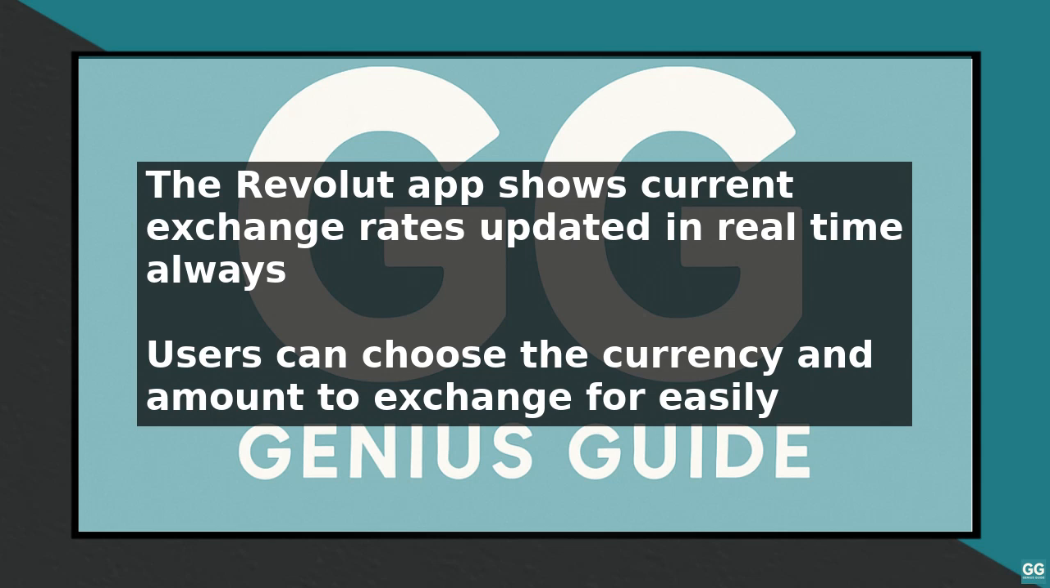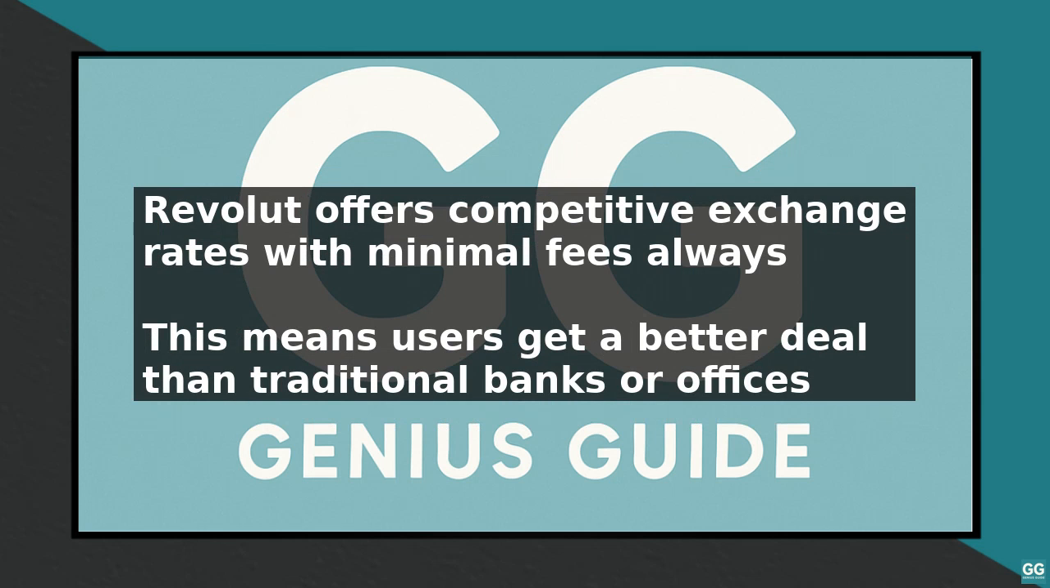For example, if you're traveling to Europe and need to exchange your money for euros, you can use Revolut to get a competitive exchange rate. Let's say you want to exchange $1,000 for euros. With Revolut, you might get an exchange rate of $1 to 0.88 euros, which would give you approximately 880 euros.